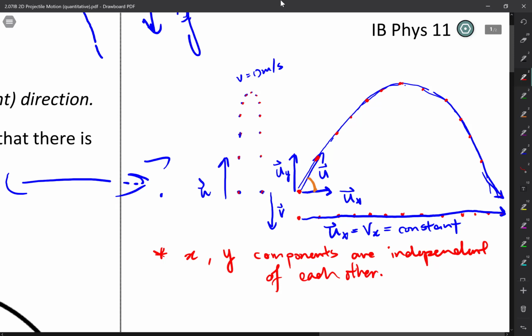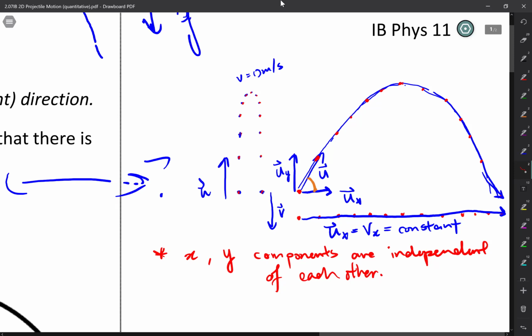Because notice that whatever happens vertically doesn't influence what happens horizontally. So that means when we're doing our calculations, we are also assuming that the x and y components are independent of each other as well. But one thing you notice that's interesting is whenever you try to find the time, or you're trying to find something at a certain point.